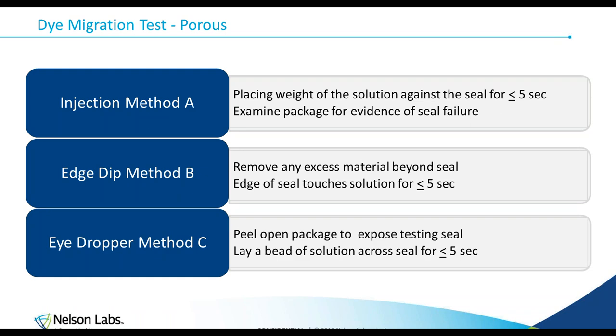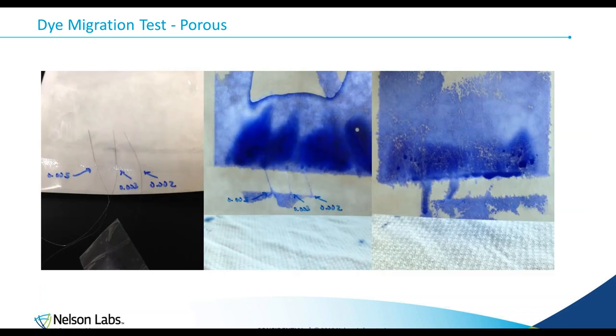And there's an eyedropper method, method C. This one's not often conducted. Typically, it's either method A or method B. The dye migration test is very sensitive. As you can see, it can detect channel leaks down to 50 microns. When conducting the test, we have to be cognizant of not leaving the dye at the seal too long. Otherwise, it will cause wicking, and then you will not know whether the dye has wicked through the seal or the actual channel leak.